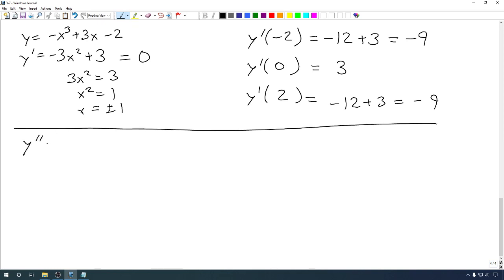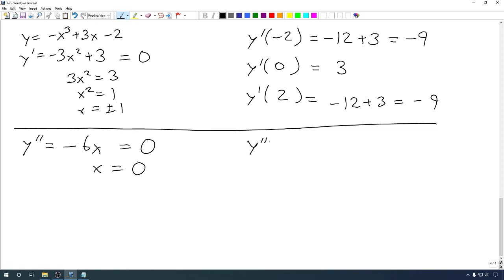Then we also can look at the second derivative. Just differentiate negative 3x squared plus 3 again. The 3 goes away, and this becomes a negative 6x. This is even easier to actually solve when we set it equal to 0. We just have x equals 0. And we're going to have intervals from negative infinity to 0 and from 0 to infinity.